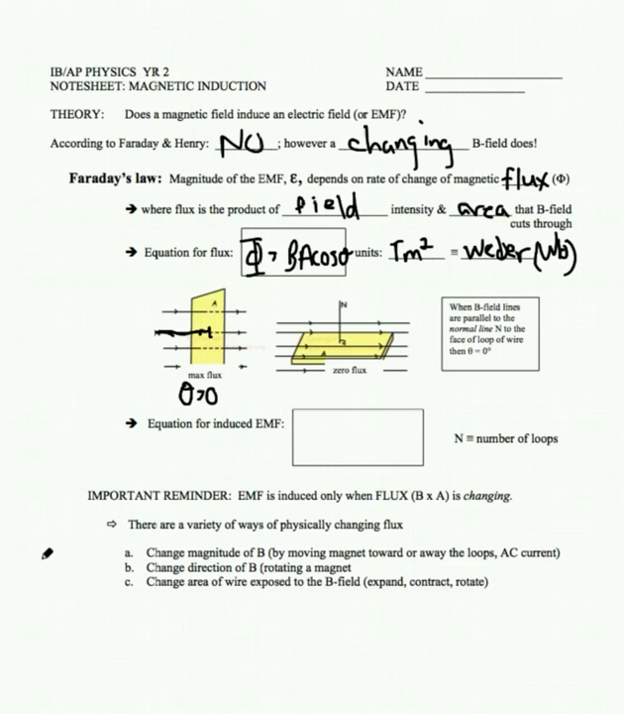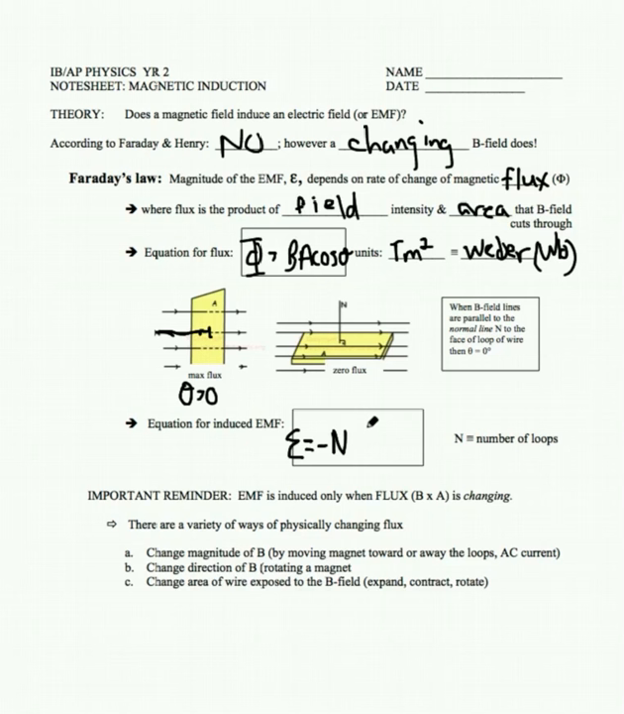So this then leads us to Faraday's law. Faraday's law basically tells us that when you have a changing flux in the presence of a loop or loops of wire, you get an EMF. And that EMF is equal to a negative. We're going to put in an N here, where N is the number of loops of wire.